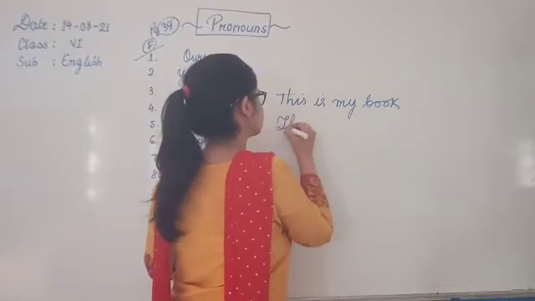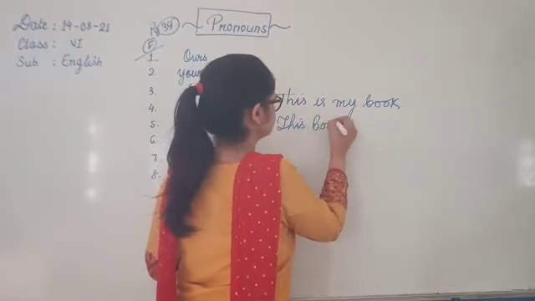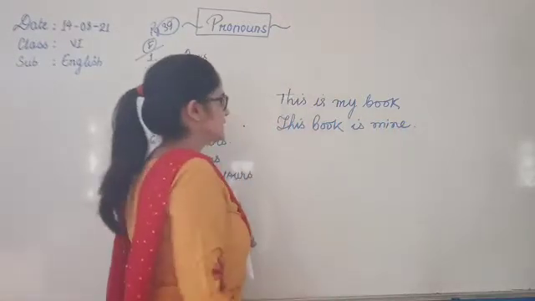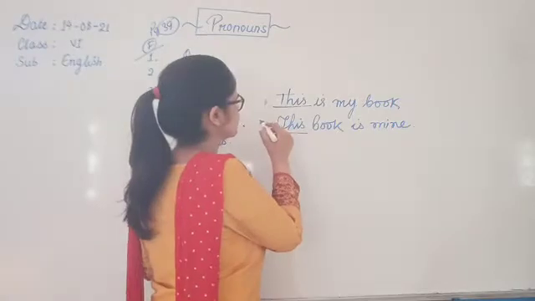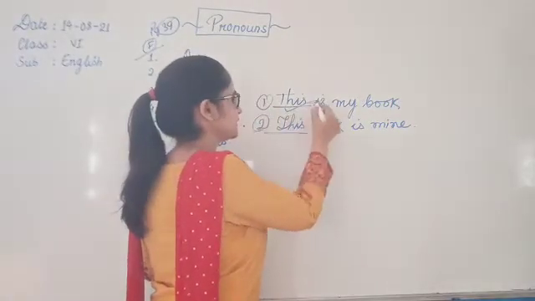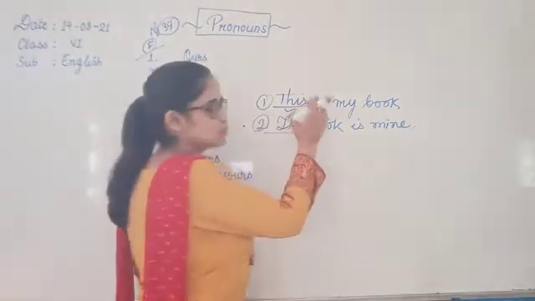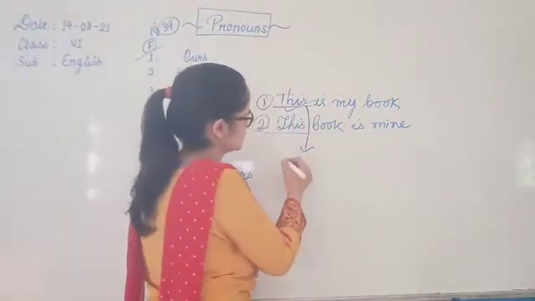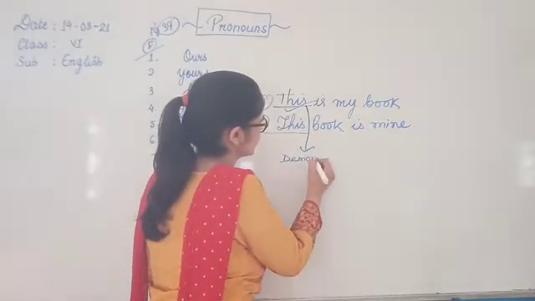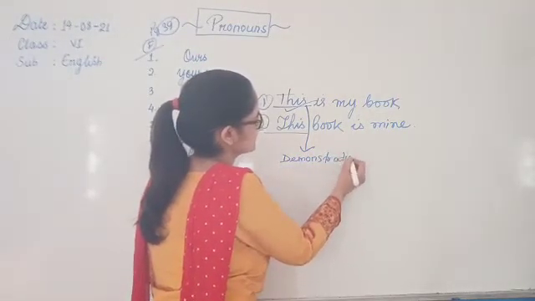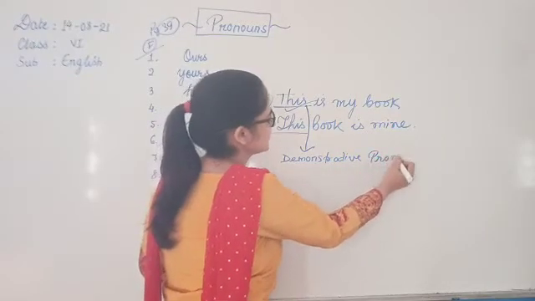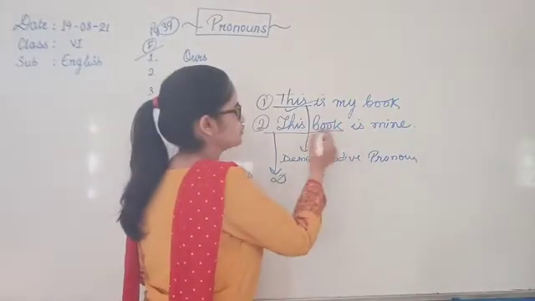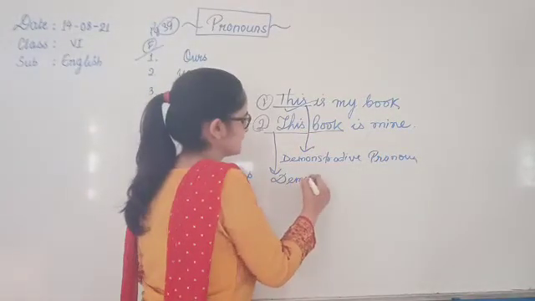Now see this sentence, this book is mine. Now in both of these sentences we can see the use of the word this. In the first case, children, there is no noun after this word this. Because we are pointing, this word is acting as a demonstrative pronoun. But in the second one, we have a noun just after this word, so it is a demonstrative adjective.